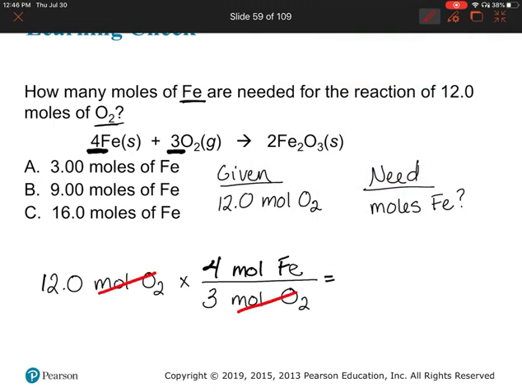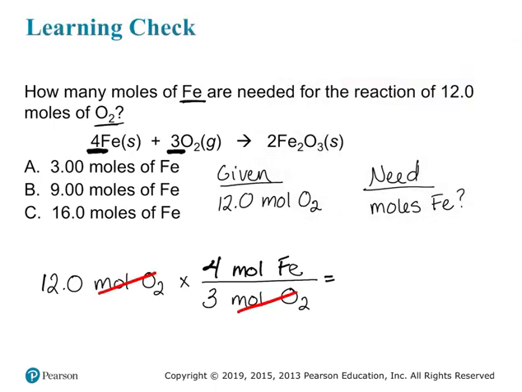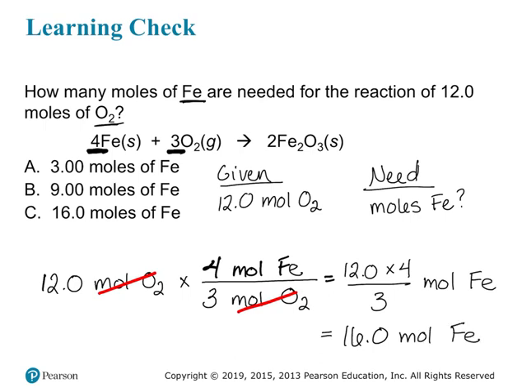So moles of oxygen will cancel. And we can simplify this as 12 times 4 over 3. And our final unit is moles of iron. Okay. So let's see. So 12 times 4 is 48. And then if we divide that by 3, we get 16 moles of iron. Okay. So that's a lot of iron that we need in order to react with oxygen.